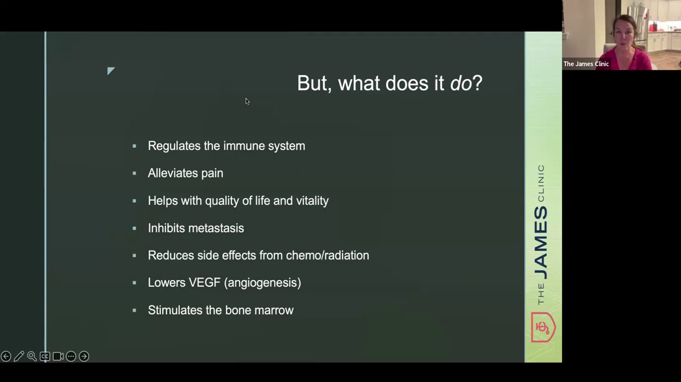Alleviating pain, helping with quality of life and vitality. A number of the doctors who've been using this say, I can just tell within one treatment, they just come back to themselves. They come back alive. For people who are really getting lost in their treatment or lost in their disease process, it helps bring back that light. Inhibiting metastasis. It's anti-angiogenic, so it stops the blood vessel formation and the ability of these cancers to spread. This one's really important. The next one: reducing side effects from chemo and radiation.